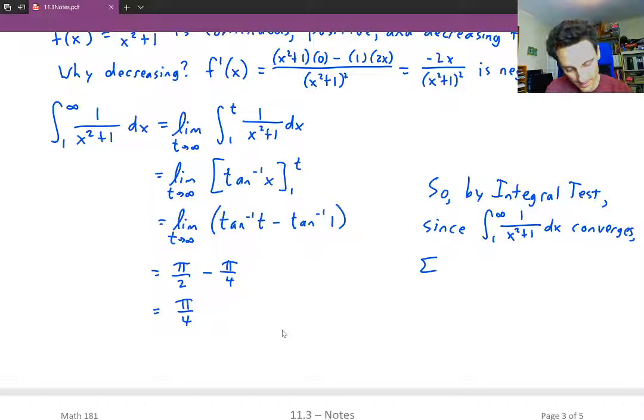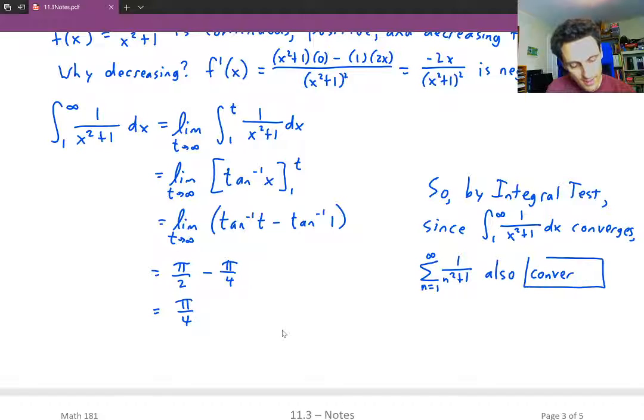Let's see, so we got this series also converges. Again, the integral test ties together the convergence and divergence of integrals and series. Now I do want to caution you that we don't know what the series converges to. We know what the integral converges to. It converges to pi over 4 based on our work to the left. But we don't know what the series converges to.